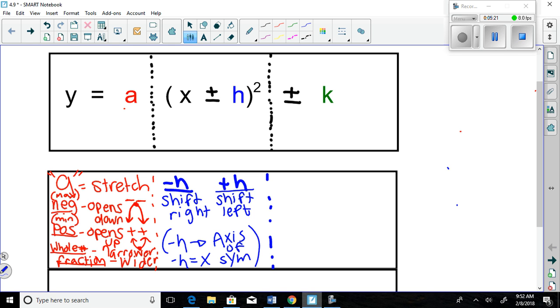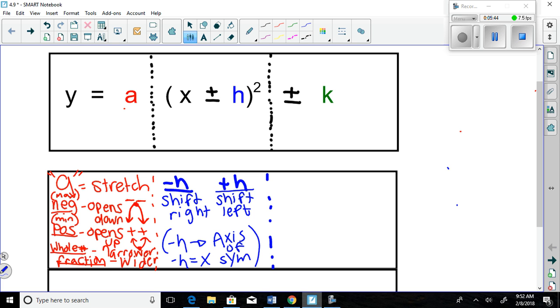So if you're subtracting, so if this was like minus, we're going to do a few examples. But if this was like -5, I'd be shifting Mama Bear 5 to the right. If it was +5 in the parentheses, I would be shifting that parabola to the left. And so the difference is if it has to be in parentheses. If it's not, that means it's not moving left or right. And we'll see that in a second.